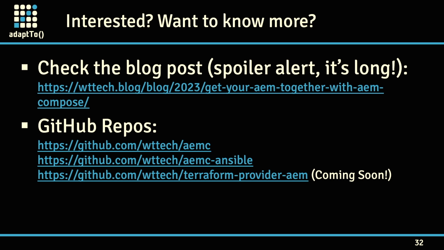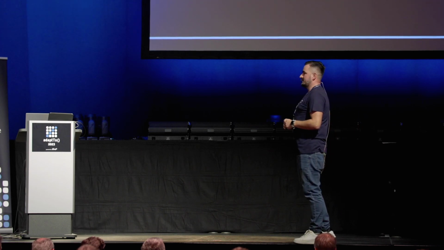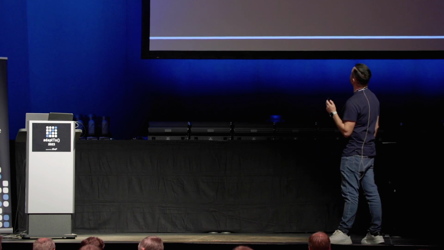So we have Ansible ready. Terraform is still a private repo. It's being cooked up. So in the next weeks or months, we'll open source that as well. It's just not ready. It's a bit of a pet project right now. We just want to see whether we can literally spin up AEM instances with just AMC and Terraform and no middlemen.